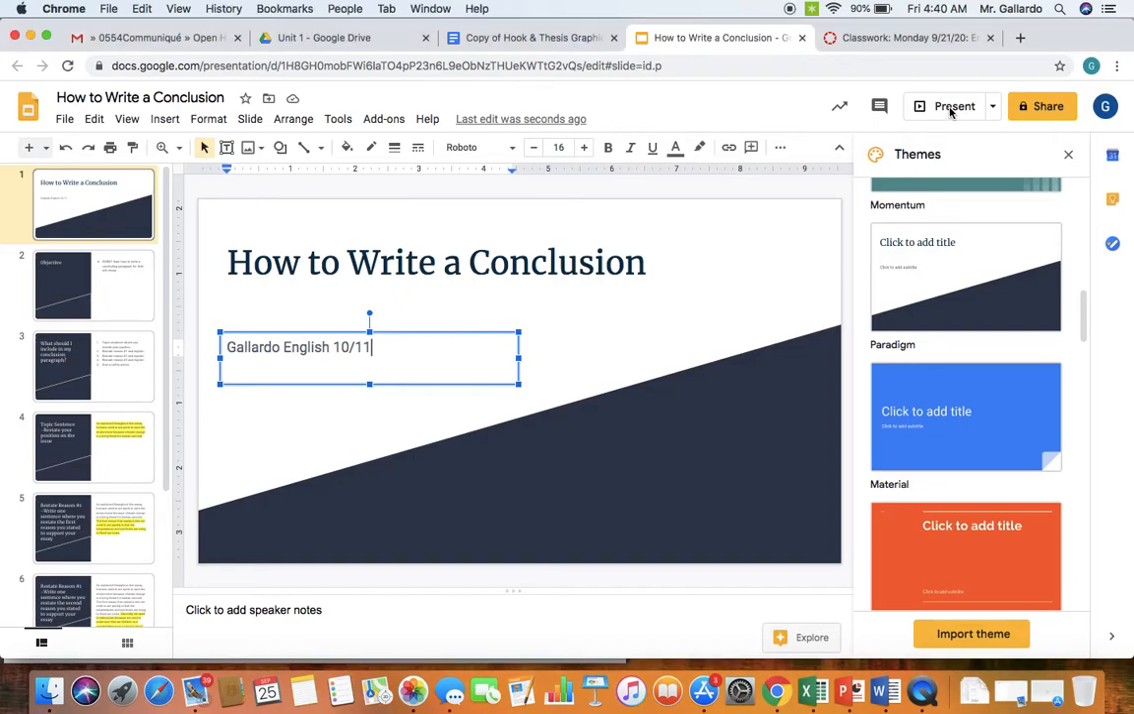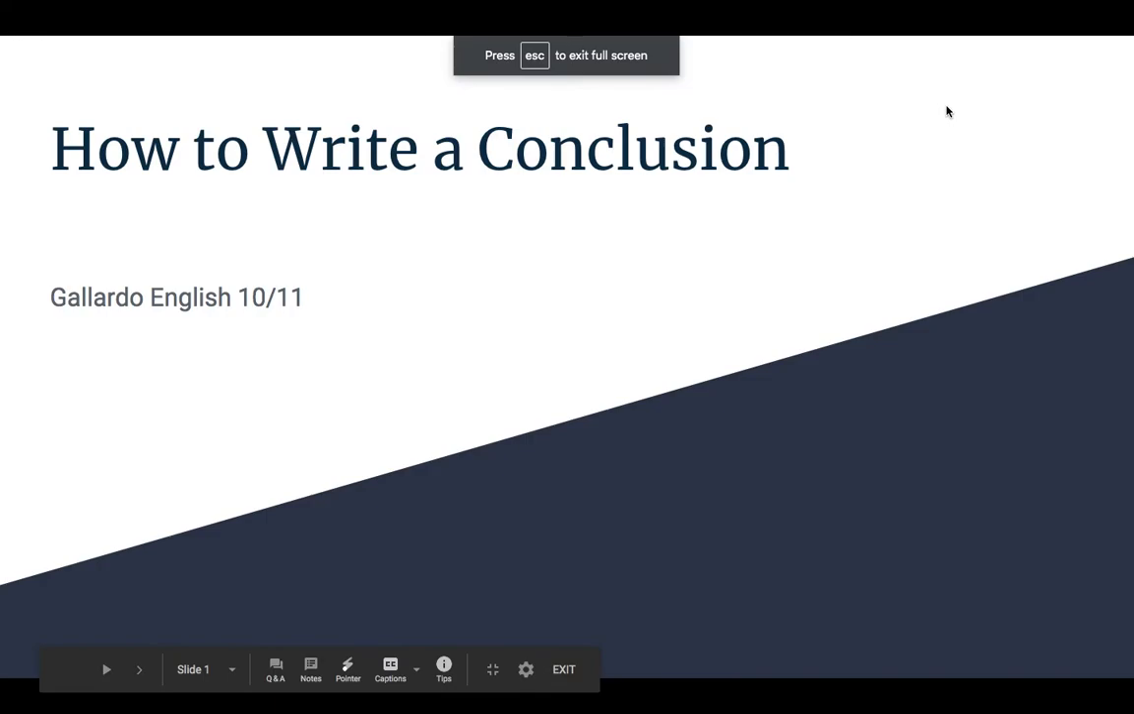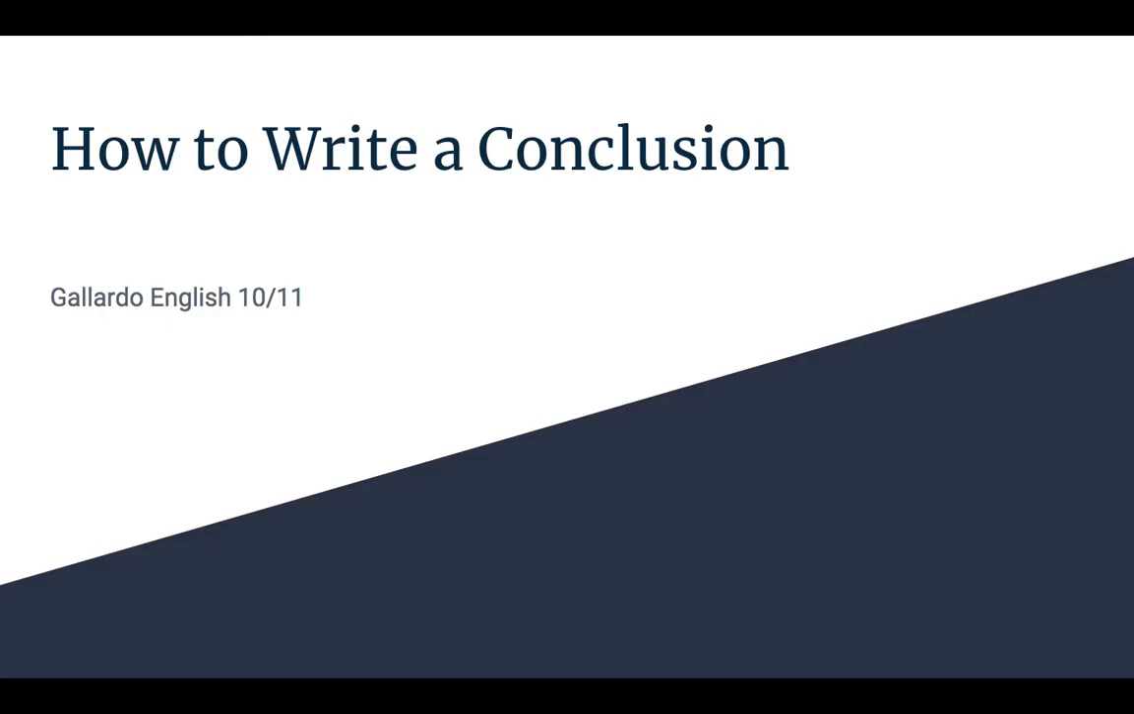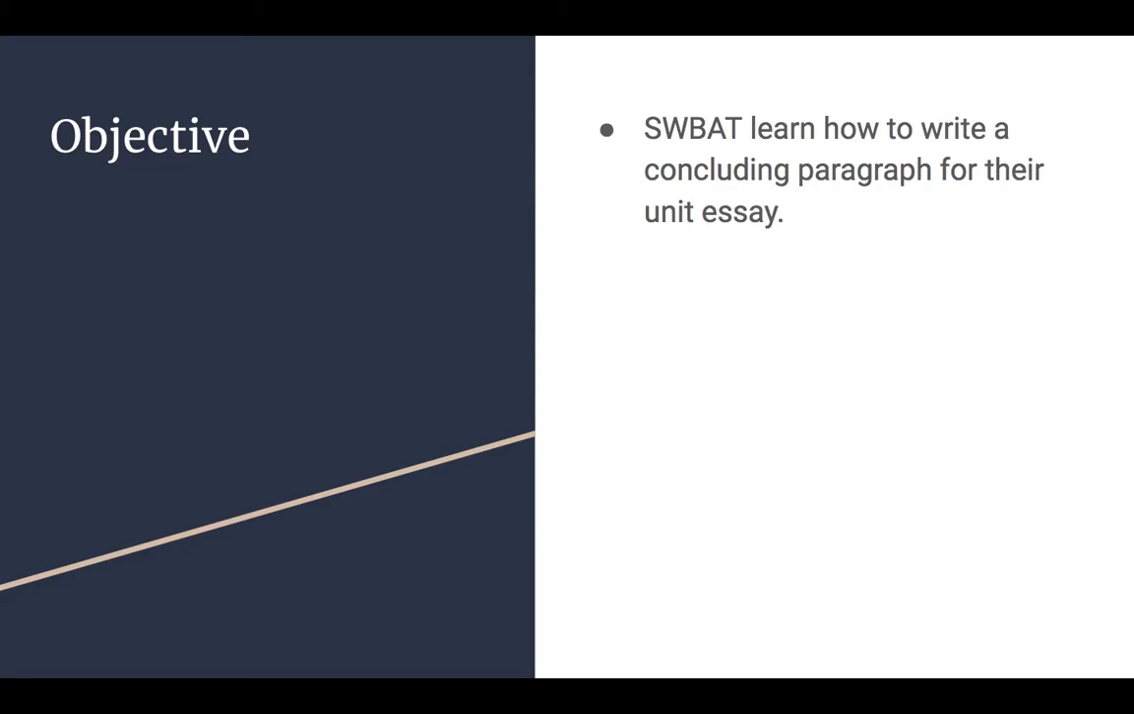Everybody. So the purpose of today's video will be to show you how to write a conclusion that will hopefully be able to wrap up the rough draft for your essay. All right. So first, the objective. Well, the objective of this video is that students will be able to learn how to write a concluding paragraph for their unit essay. And I made it pretty simple, so I believe that out of all your paragraphs that you will be writing for this essay, this should be the easiest one, really.